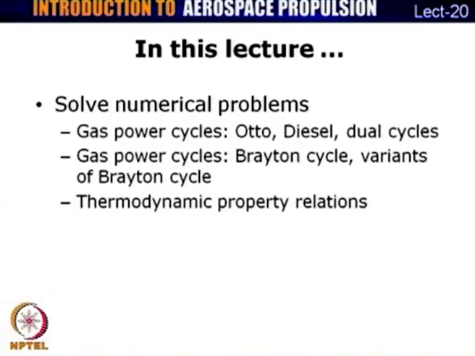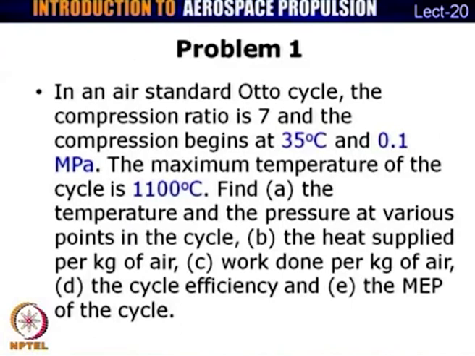So, let us take a look at the first problem that we have for today. Problem statement 1 is that of an Otto cycle. The problem statement is that in an air standard Otto cycle, the compression ratio is 7 and the compression begins at 35 degrees Celsius and a pressure of 0.1 megapascals. The maximum temperature of the cycle is 1100 degrees Celsius.